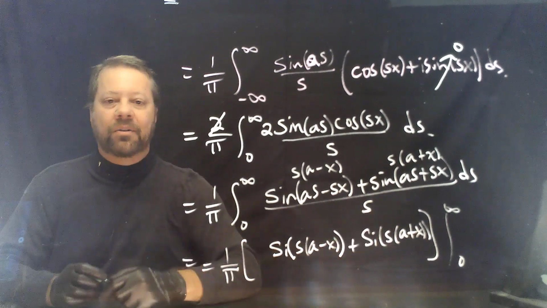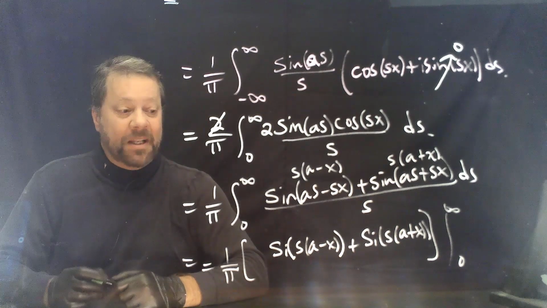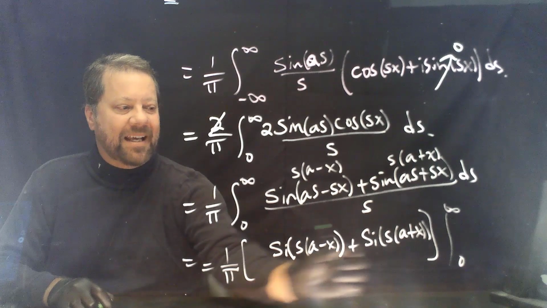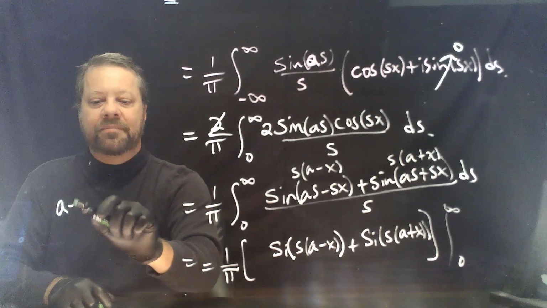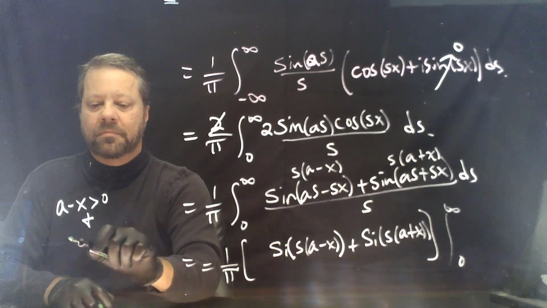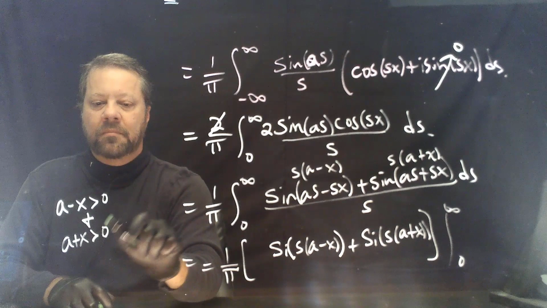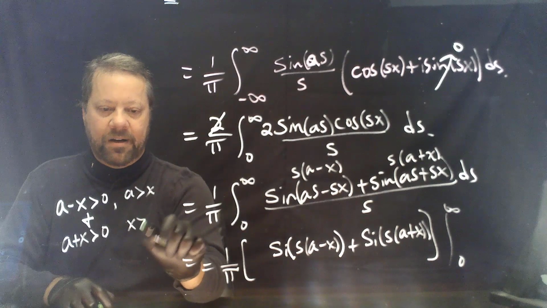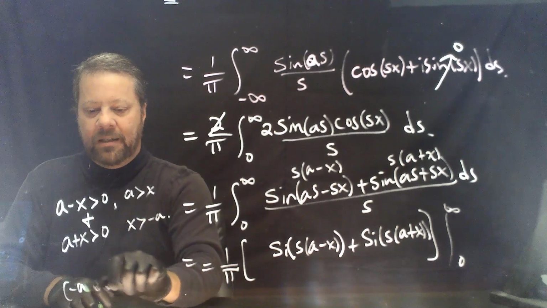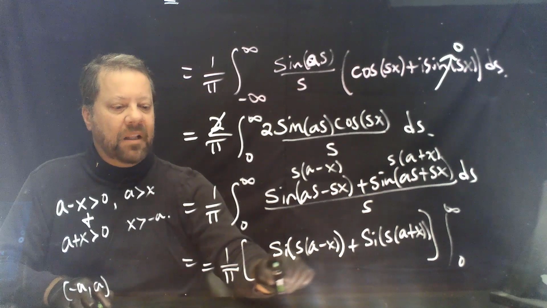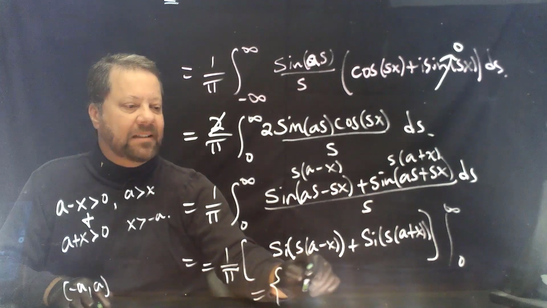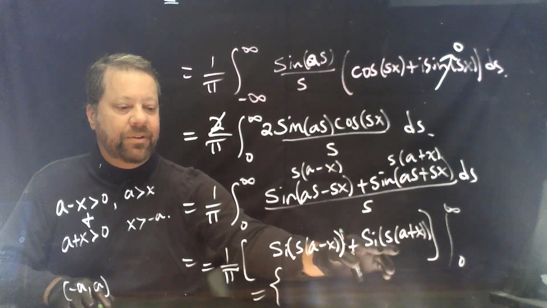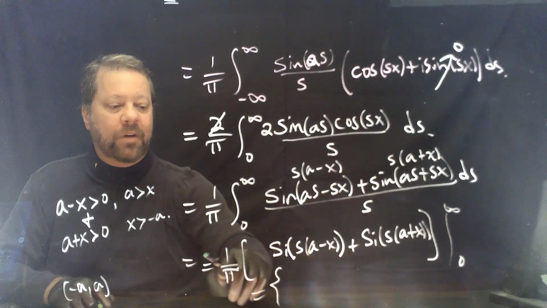What happens as we go to infinity? Well, it depends upon where x is. If both a minus x and a plus x are positive, that implies that x is less than a, but also x is greater than negative a. So again, we're between negative a and a. What do we get? As we go to infinity, since these are positive, we'll have pi over 2 plus pi over 2, which is pi times 1 over pi. You'll get 1.